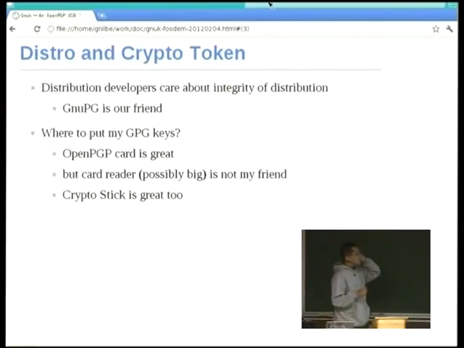So the people who really care about such problems are using an OpenPGP card. If I understand correctly, the Free Software Foundation Europe distributes an OpenPGP card as a member's card. Yes, and it is great. But for me, the card reader, possibly large and bulky, is not my friend. It is difficult to bring a large card reader. Yes, these days we have very small card readers, but they are somewhat expensive.